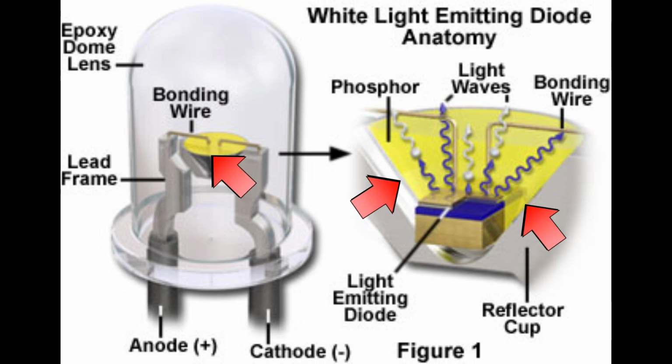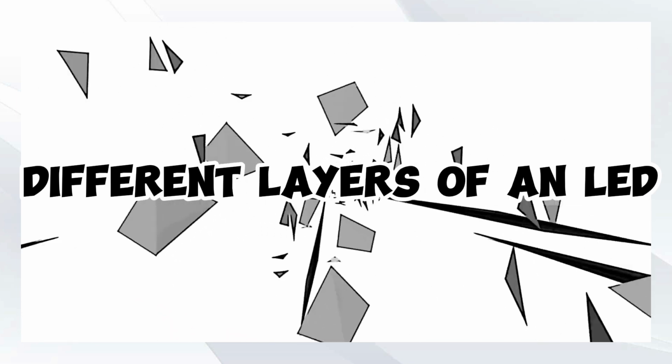Lastly is the reflector cup. The reflector cup is a component that directs and shapes the light emitted by the LED. It reflects light emitted by the LED, focusing it in a specific direction. It can improve the efficiency of the LED by maximizing the amount of light that reaches the intended target. So let's move to the different layers of an LED.